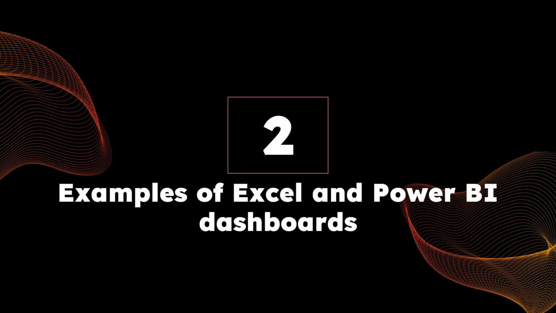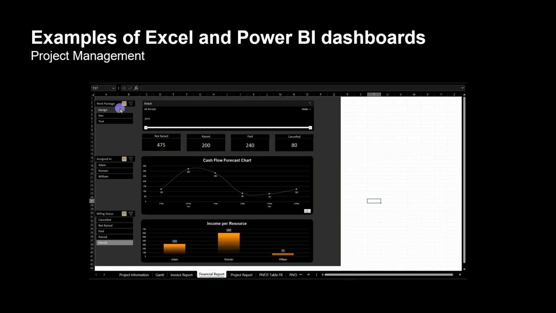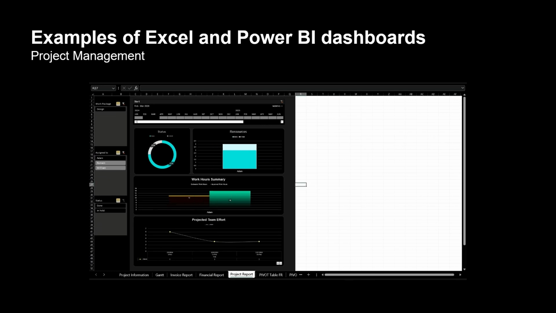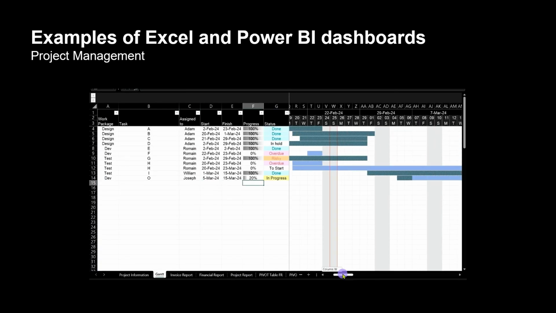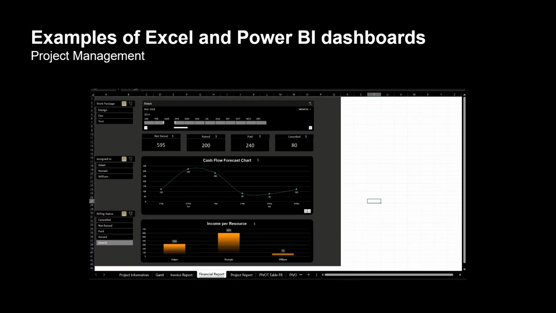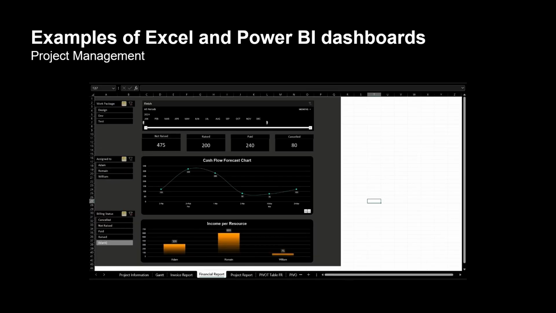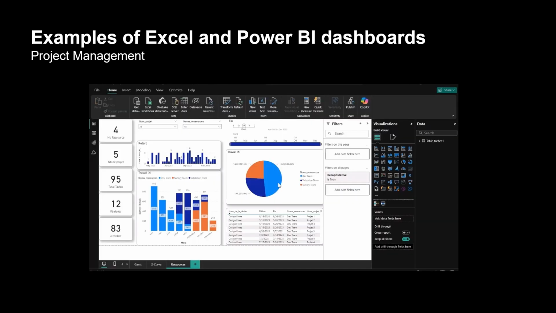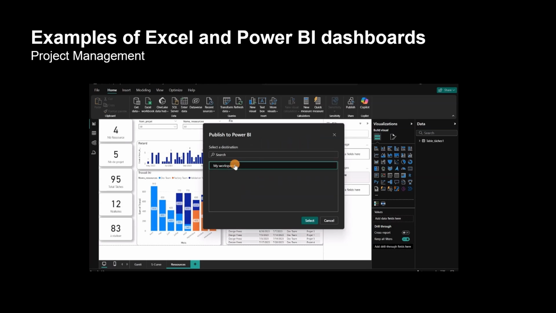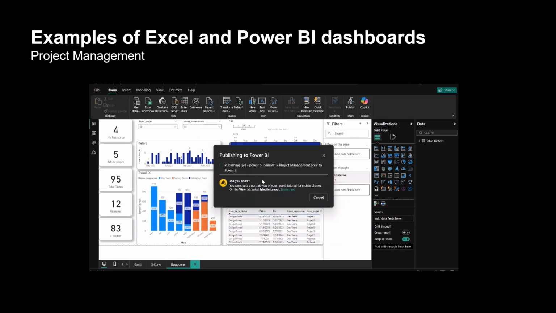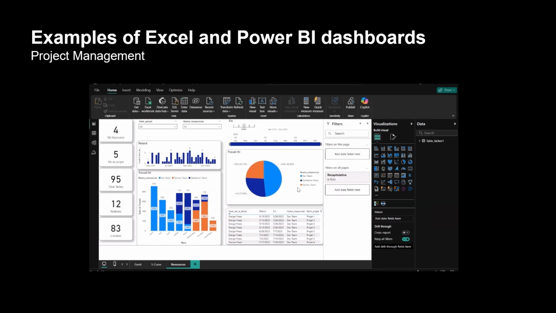Let's see 3 example use cases to determine the best tool for each scenario. Example 1. Project Management. Excel is ideal for tracking project tasks and costs within a single file using pivot tables and simple charts. However, it becomes limited when multiple updates or collaboration are needed. Power BI, on the other hand, connects multiple data sources, offers real-time tracking, and facilitates collaboration with dynamic visualizations.